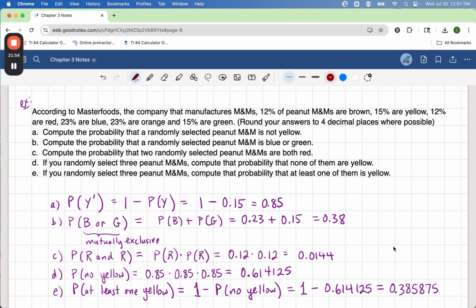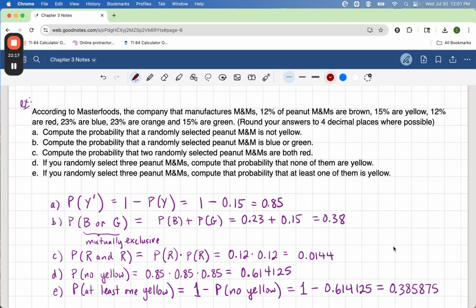What's the probability you select a blue one or a green one? Those are mutually exclusive. You can't choose a blue and a green at the same time, so you're just going to add those two probabilities together. 23% blue, 15% green, add them up, it's a 38% chance, 0.38 chance you get a blue or a green.